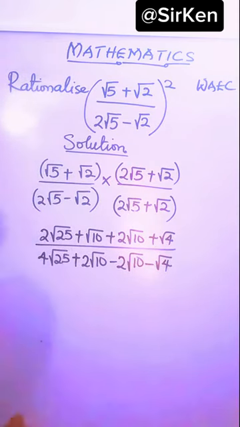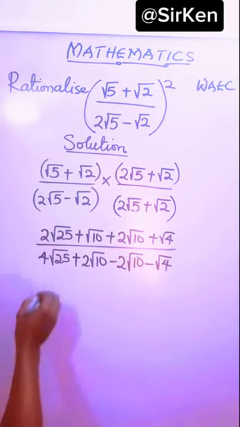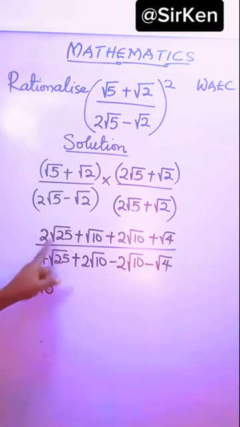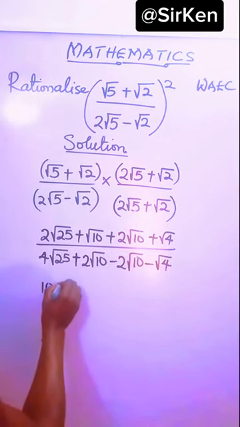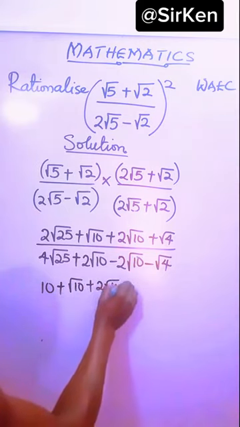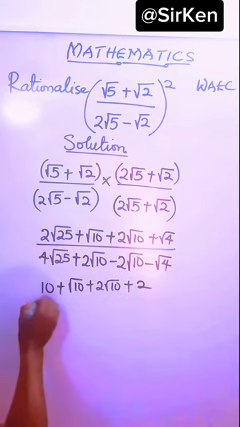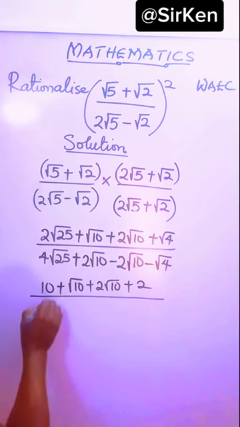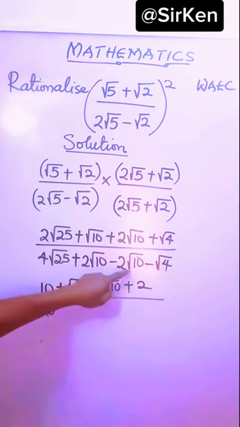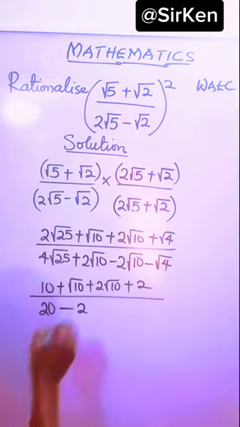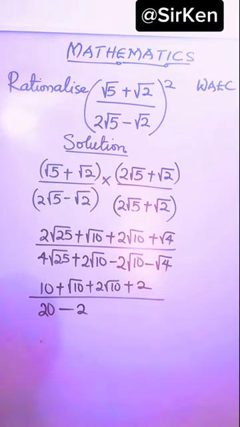Root 25 is 5. 5 times 2, I'll be getting 10 here. The whole of this one will give me 10 because root 25 is 5. 5 times 2 is 10. Plus root 10 plus 2 root 2 plus root 4 is what? 2. All over root 25 is 5. 5 times 4 is 20. Plus this minus this 2 will give me 0. So minus root 4 is what? 2. You understand? So I'm almost close to the answer.